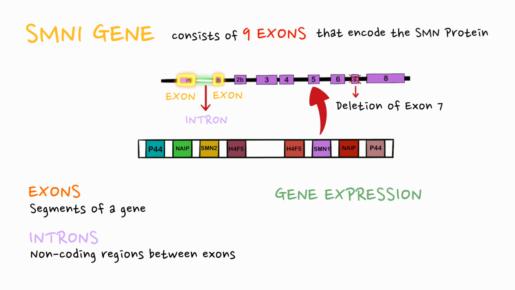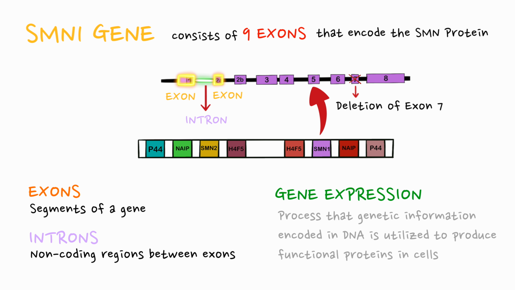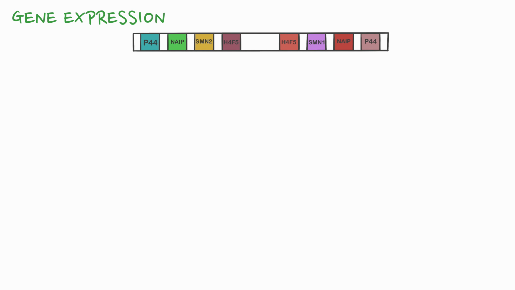For understanding this process better, let's recall the basic knowledge about the gene expression process. Gene expression is the fundamental process by which genetic information encoded in DNA is utilized to produce functional proteins in cells. The process of turning the information encoded in the SMN gene into functional protein involves several steps, including gene expression, transcription, splicing, and translation.